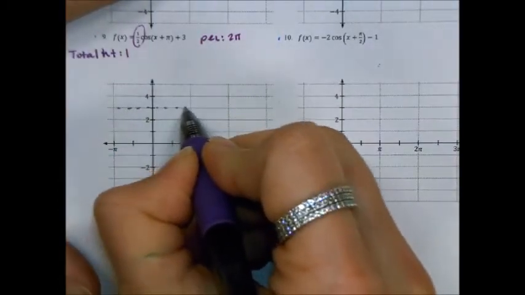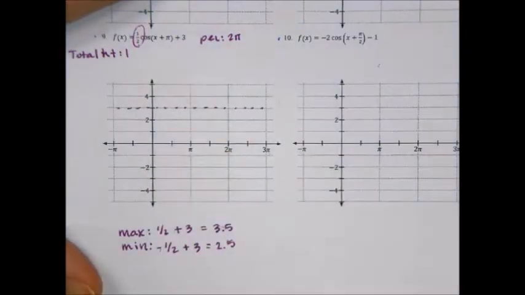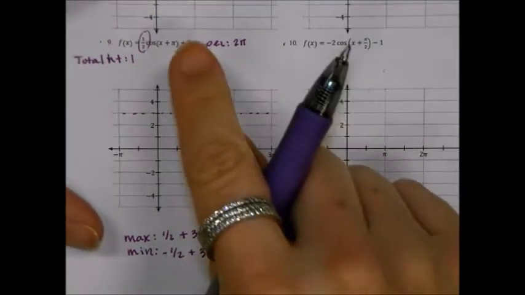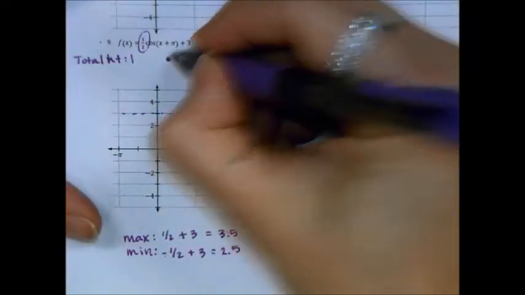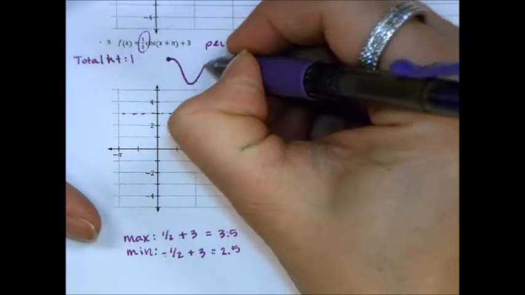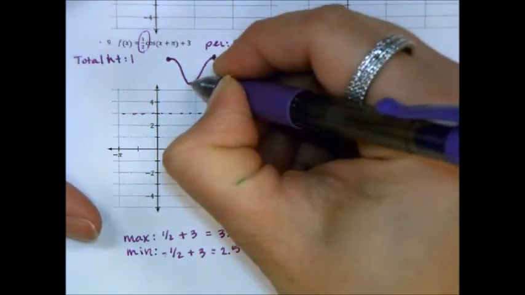This is a positive cosine graph, so we want to start and end on our maximums. Right in the middle, we have our minimum. Here's our equilibrium with the 2 points here.